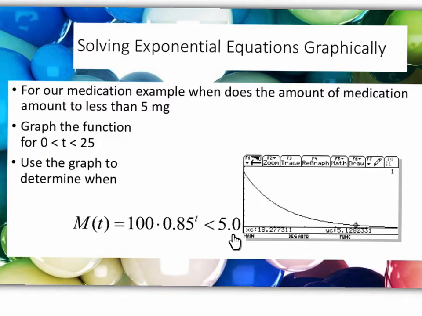And this is a function that models what we're talking about. Remember, we started off with 100 milligrams of medication. We take 85% of what is left, and the t is going to represent time. Okay, so that's 1 hour or 2 hours or 3 hours. And we want to know, when is this function going to be less than 5? And that is right here for this case, 18.